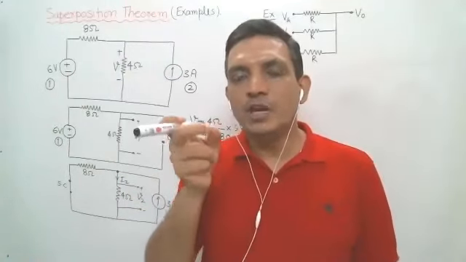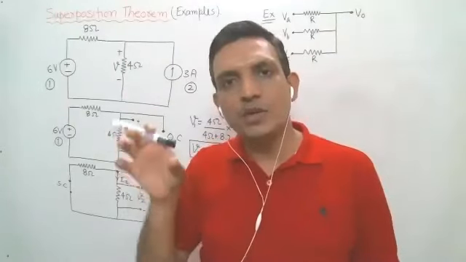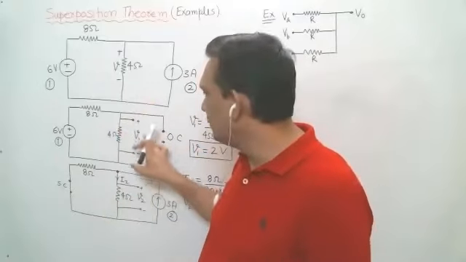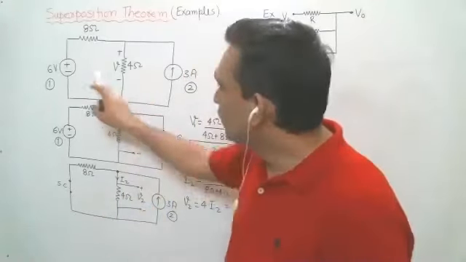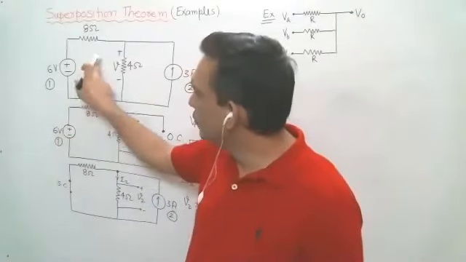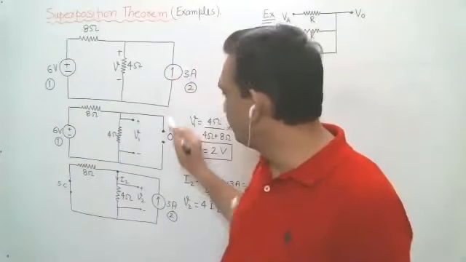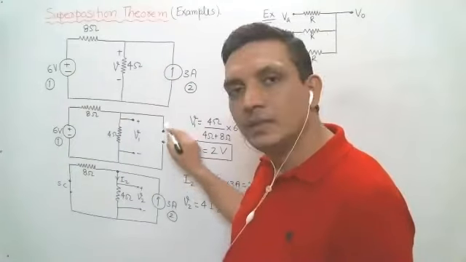And you know the meaning of turned off. Turned off means if you have a voltage source, short circuit. If you have a current source, open circuit, because current will be 0 ampere. So this is voltage source 1. So draw the equivalent for voltage source 1. The current source is turned off, that is, open circuited.